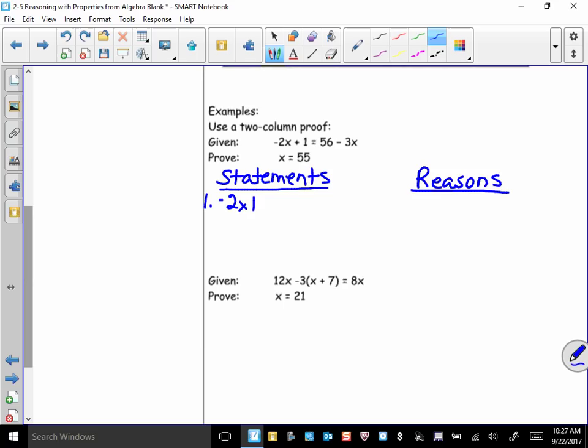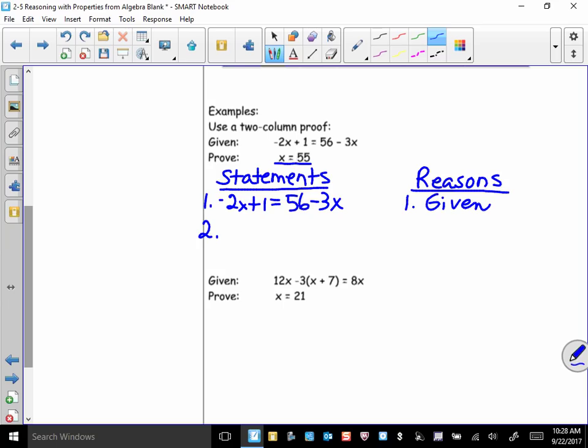So negative 2x plus 1 equals 56 minus 3x. And what's the reason for that? It's given to us. They told us that part is true, so that's how we know that. Okay, so let's see. We're trying to get down to what x equals. x equals 55. So what can we do here?